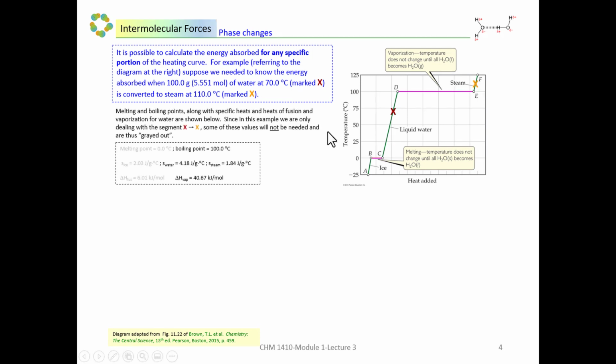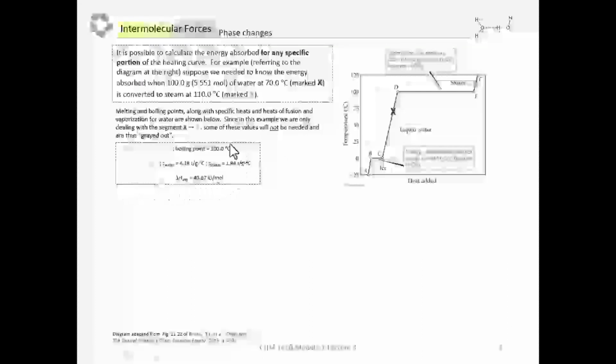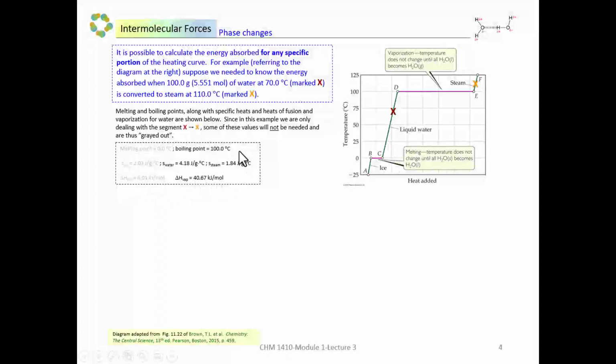Well, we can do this, and in doing so, we don't need all of the information that we used before. So in this box here is all of the information we used before, only we've grayed out what's not needed. In other words, we don't need the melting point of ice because we're not dealing with ice. We don't need the specific heat of ice, and we don't need the enthalpy of fusion, or of melting.